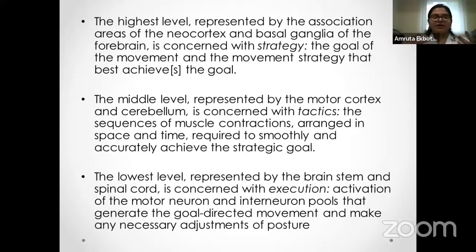Like if I want to reach for an object, first my proximal is going to act, then my distal is going to act. So first I will require muscle contraction in the shoulder, then in the elbow, then in the hand, or simultaneously in the elbow and the hand. So this sequence of muscle contraction will be determined by the motor cortex and cerebellum.